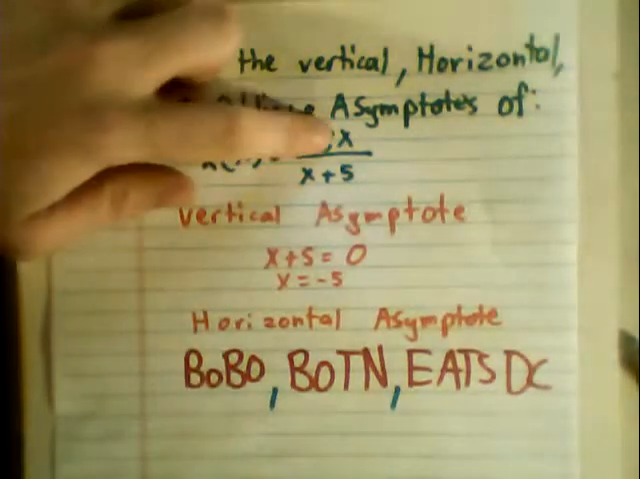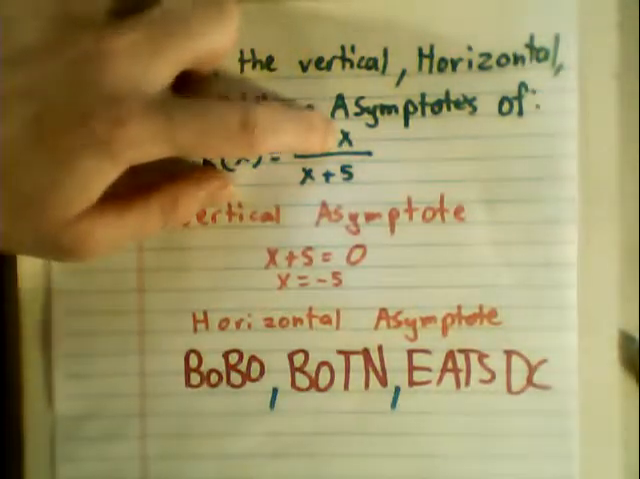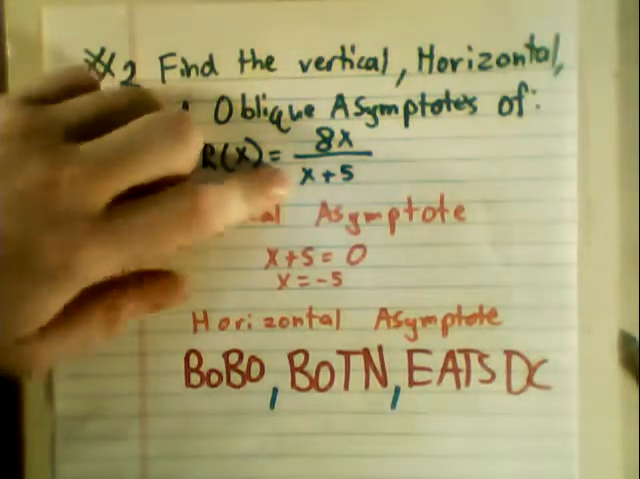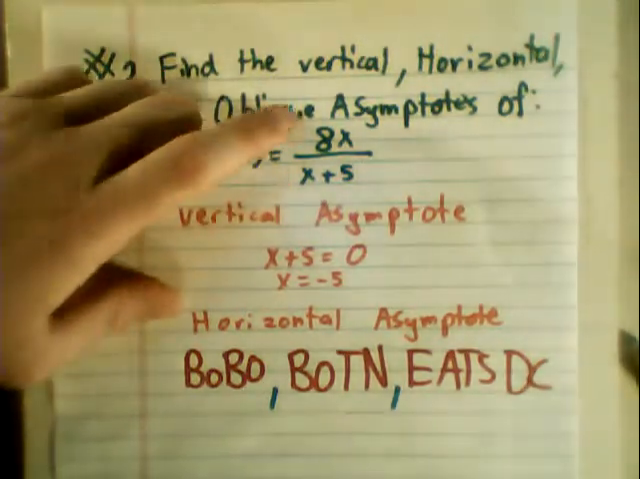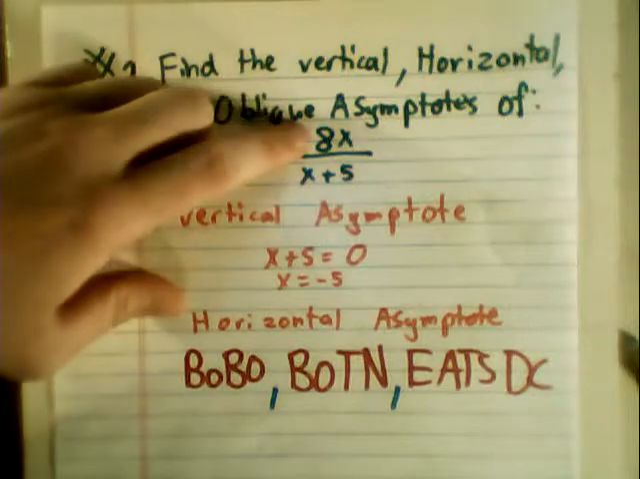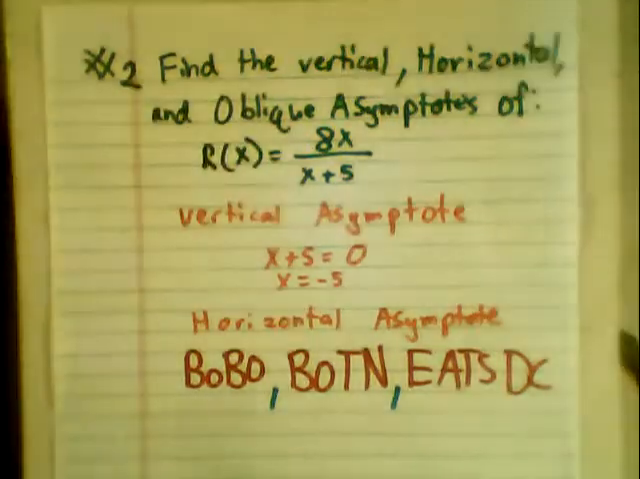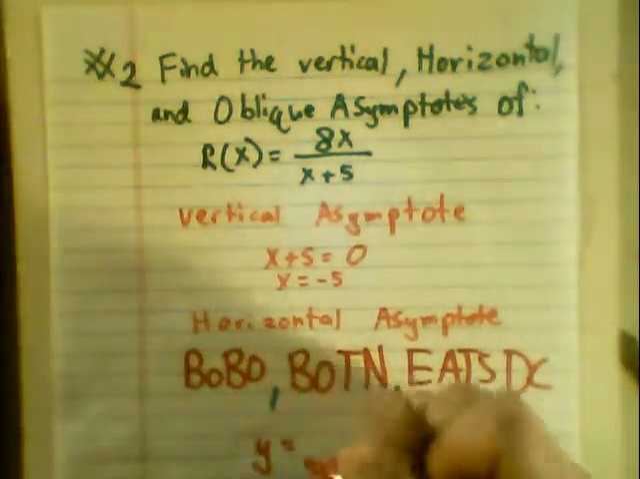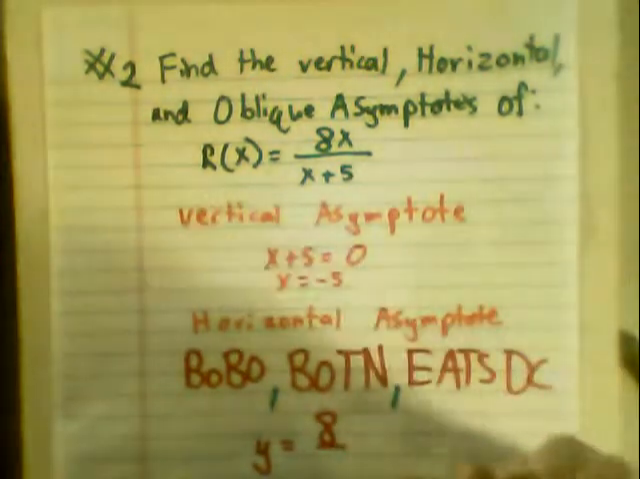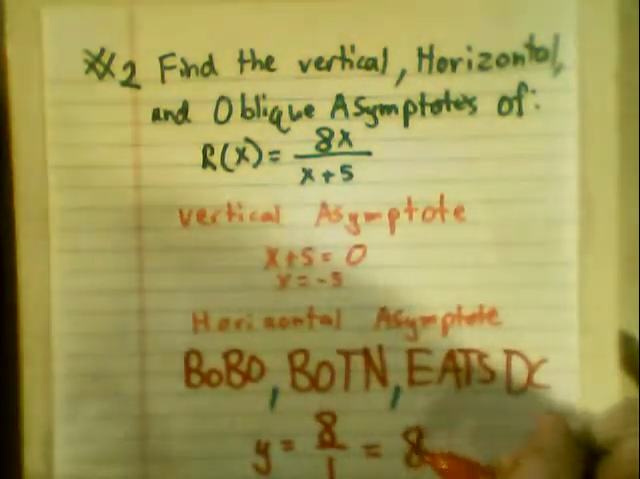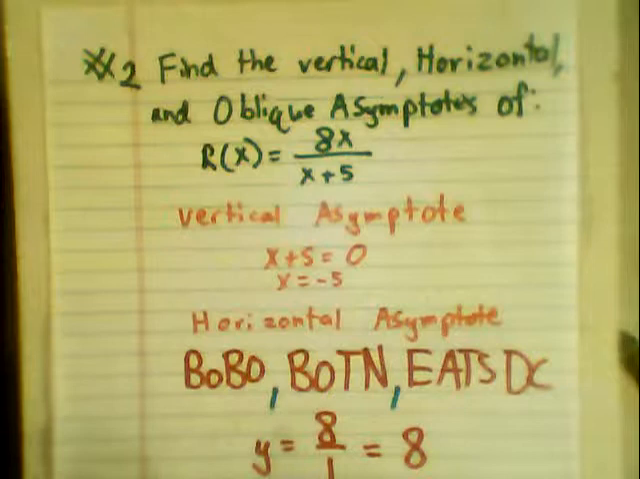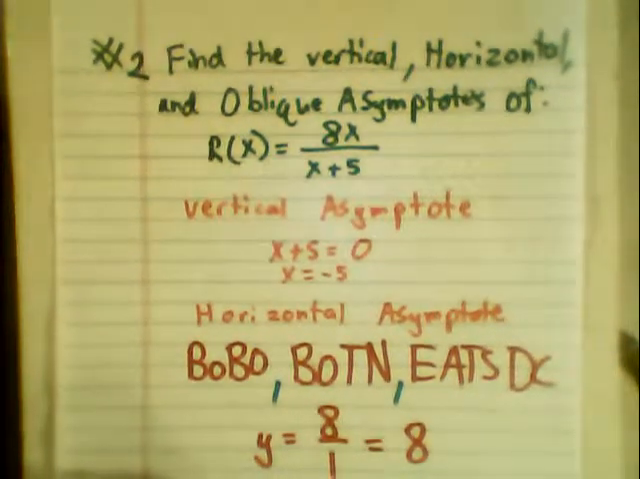Since we have an x to the 1 on top, which is our greatest power, and an x to the 1 on the bottom, the exponents are the same. So we're going to divide the coefficients. We have 8 and we have a 1. So then we get y equals 8 over 1. So our horizontal asymptote is y equals 8. And because of that, we do not have an oblique asymptote.